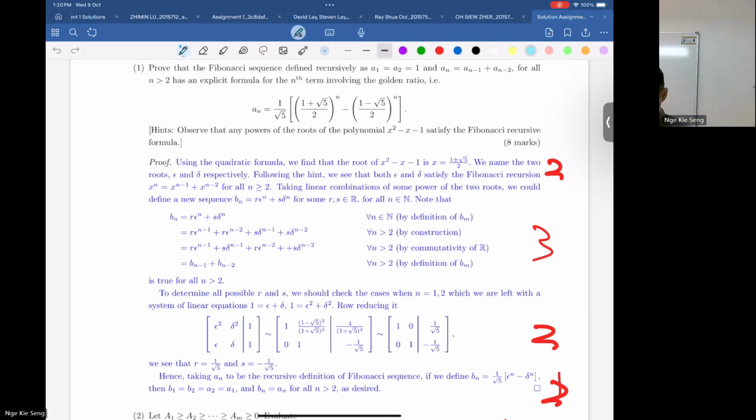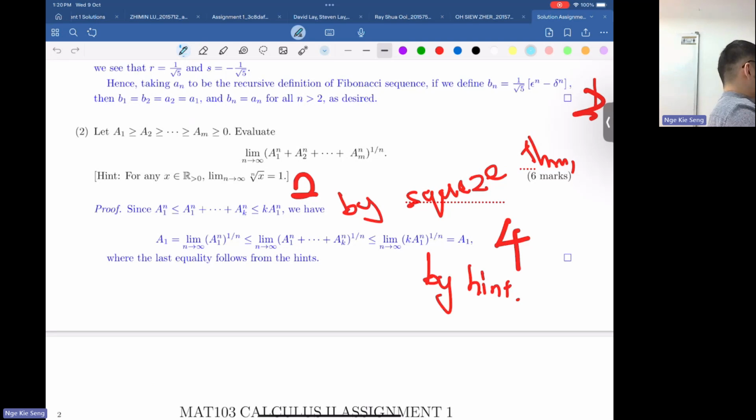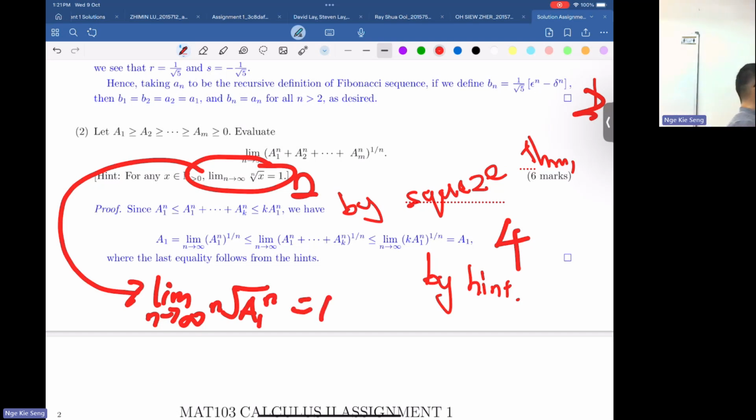I think this one is still okay. About the second one, this one is a bit tricky. Some of you fall into a trap when using the hint. This hint only works for x as a scalar or a constant. You cannot put a sequence inside this x. For example, some of you used the limit as n goes to infinity of the n-th root of a_n equals 1. You cannot use it like this, because this a_n depends on n. It's changing. It's not a constant.